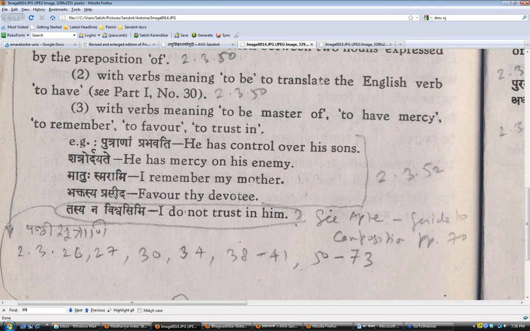Now, next one is clearly an example of sheshe. Tasya na vishwasimi. I don't trust him. Means I don't have trust in him. Saptami should have been used. So here it is clearly a use where the speaker does not want to express adhikaranam. Adhikaranam is of three kinds, right? One is locus of the action. So, Vishwasa, the trust is on him. I trust in him means that the trusting, the place of the trusting, the locus of the action is that person. So that should have been Saptami here. But it is used Sheshe. So that is what we have.